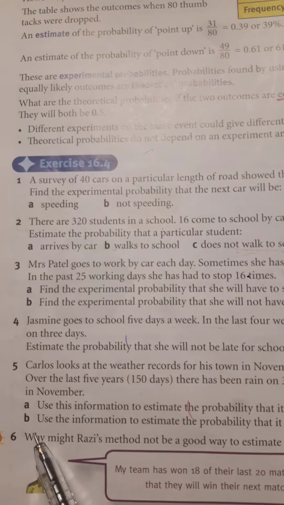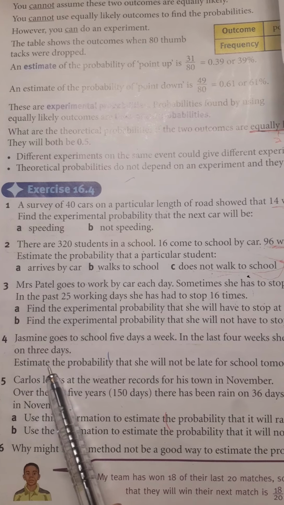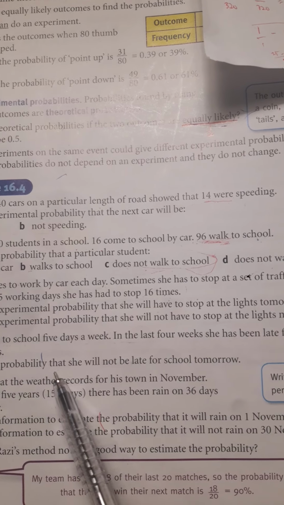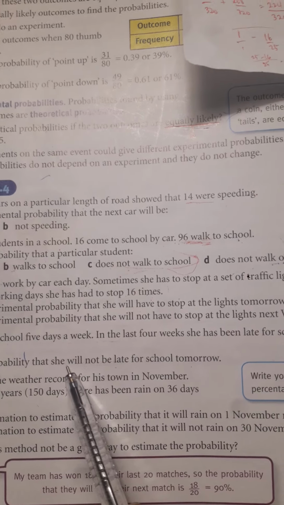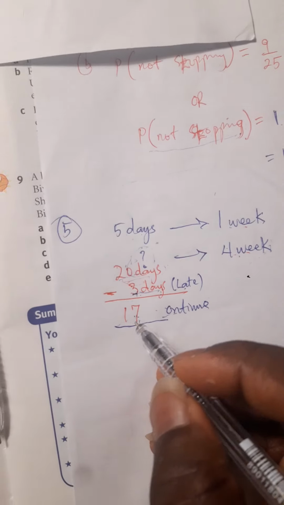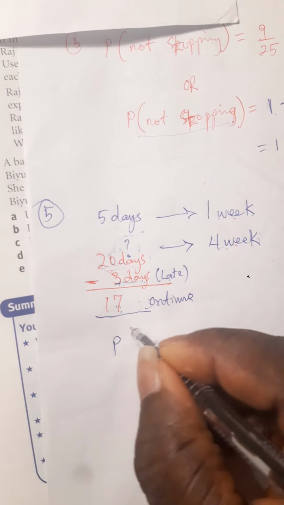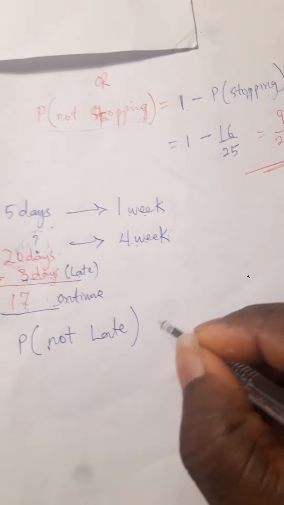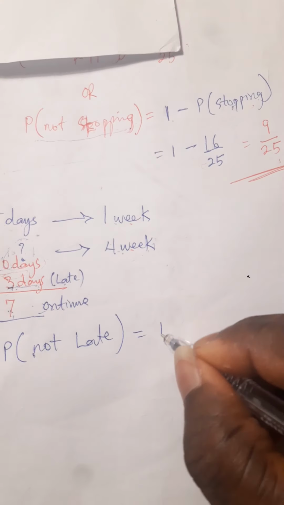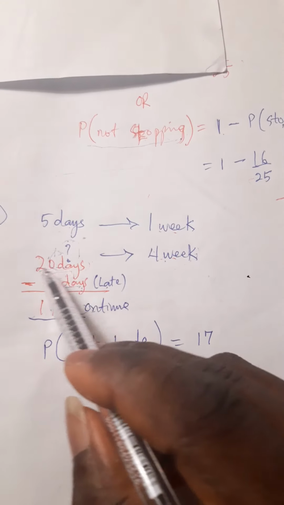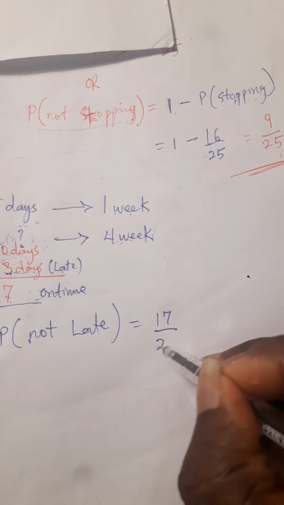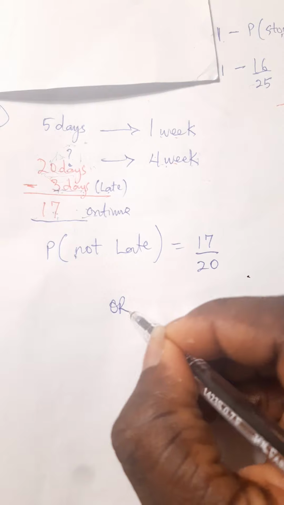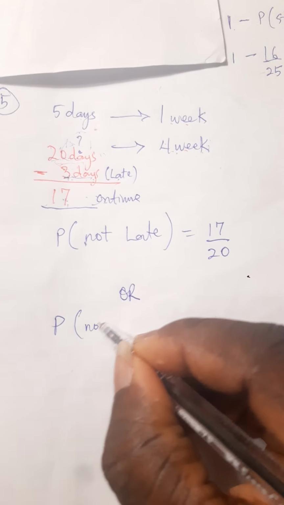Now, what is the probability? Now use this info. Sorry. The question says estimate the probability that she will not be late for school. She will not be late means she is on time. Now the probability that she will not be late is what? Probability of not late is what? 17. Now what is the total number of days? 20. 17 over 20.